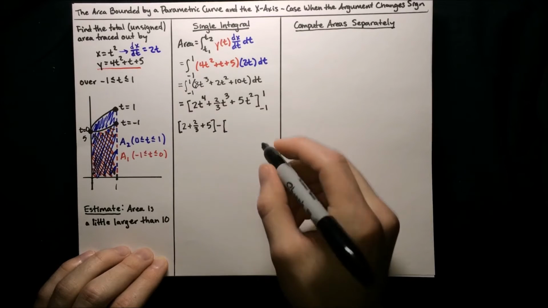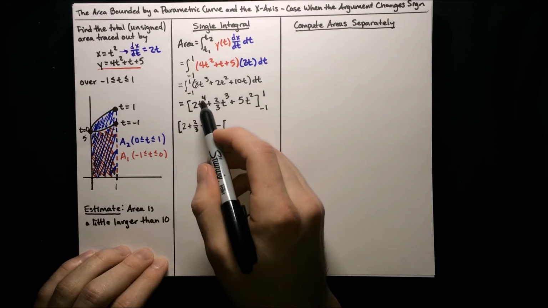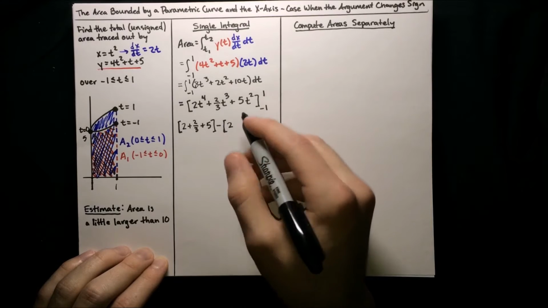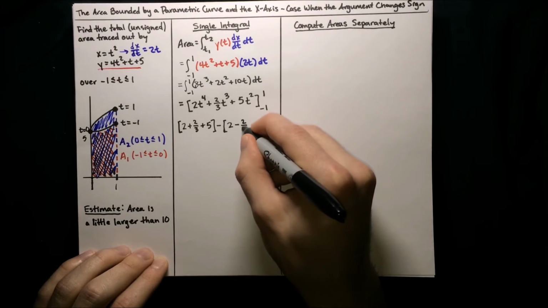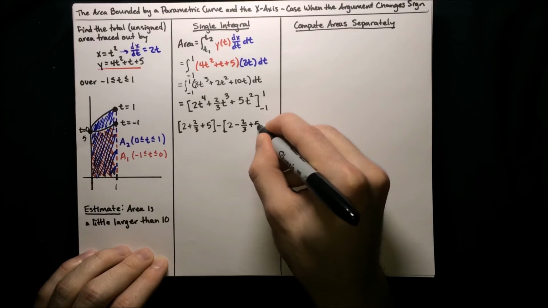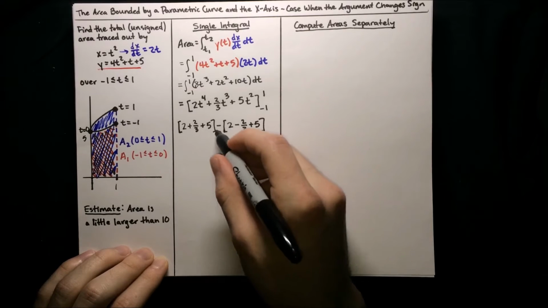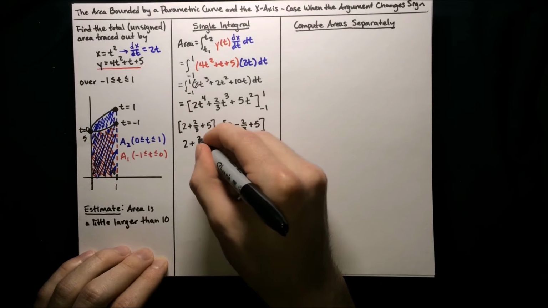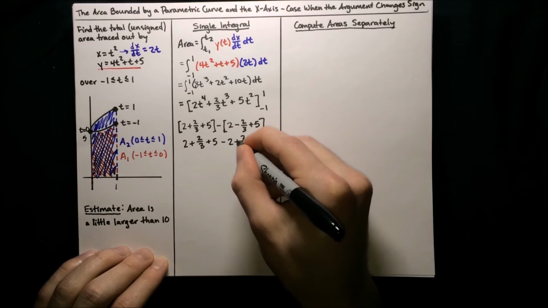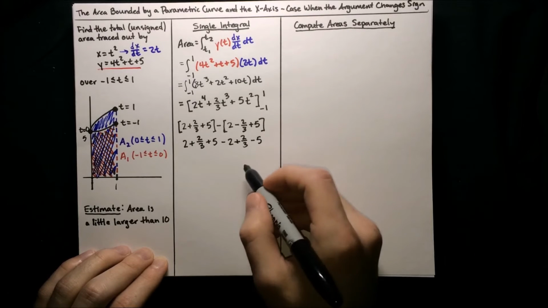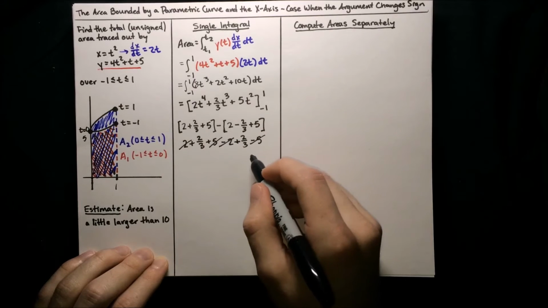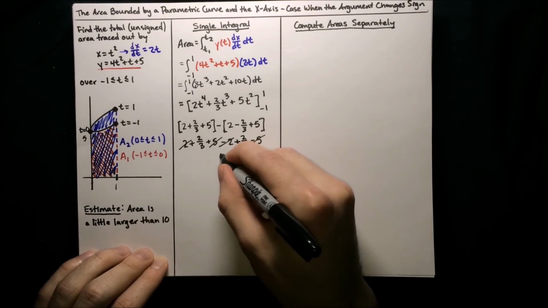And then we have to subtract when we plug in -1. -1 to the fourth is just 1, so the first term is just 2. -1 to the third power is -1, so now we have -2 thirds. And -1 squared is just 1, so the next term is 5. And to do this computation, we'll distribute that negative sign, so 2 plus 2 thirds plus 5 minus 2 plus 2 thirds minus 5. And a lot of things cancel. There's the 2 and the minus 2, there's the 5 and the minus 5, those all cancel, and we're just left with 2 thirds plus 2 thirds, which is 4 thirds.